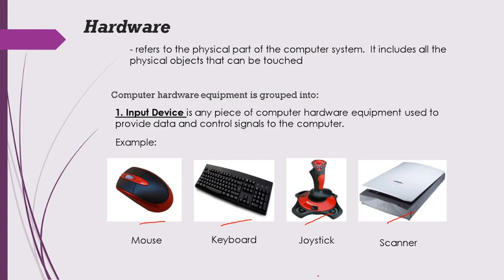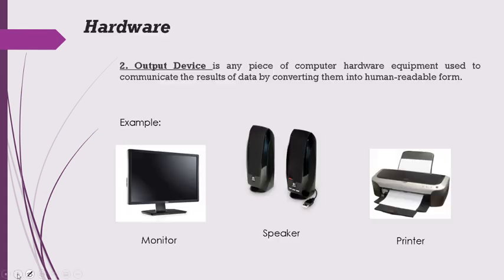Okay. Next device is what we call output device. An output device is a piece of computer hardware equipment used to communicate the results of data by converting them into a human readable form. So again, a good example is the monitor. We also have speaker. Of course, the input device counterpart of that is the microphone, right? We also have printer as a good example of an output device.